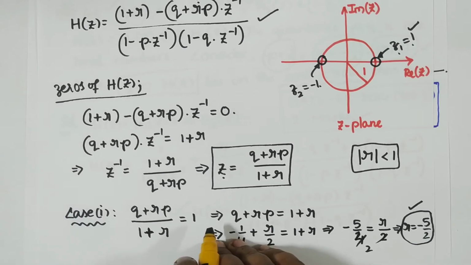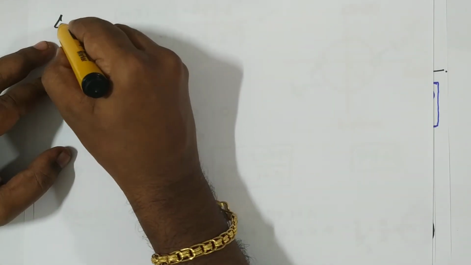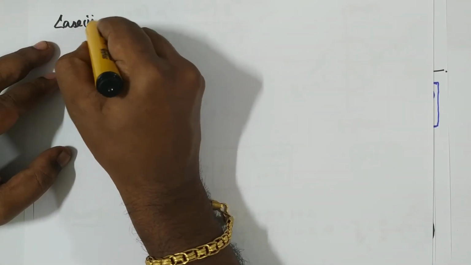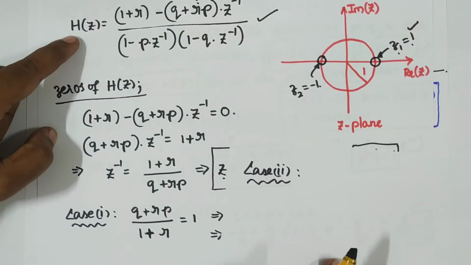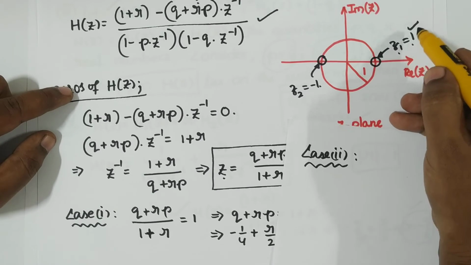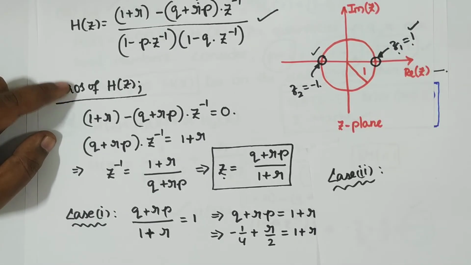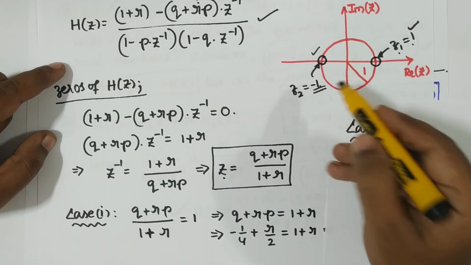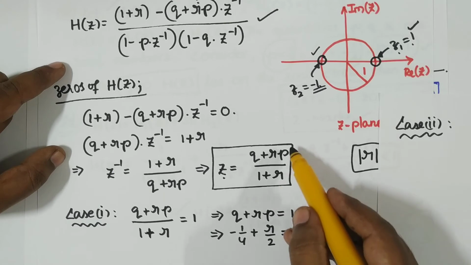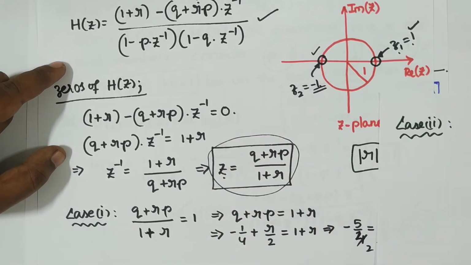Let's go for case 2. We'll compare case 1 and case 2. We will see who will win the race. Okay, now case 2 is what? Given zeros of h of z lie on the unit circle, this is possibility 1 and this is possibility 2. So if I take possibility 2, that is z2 equal to -1.